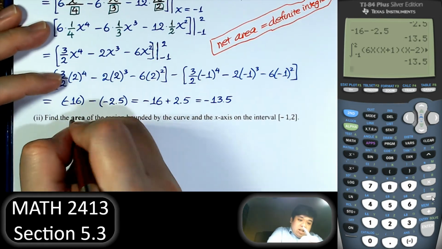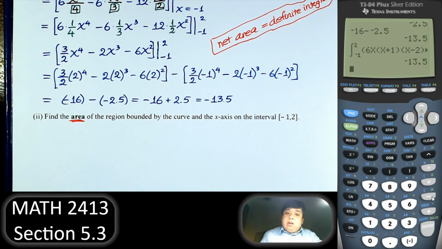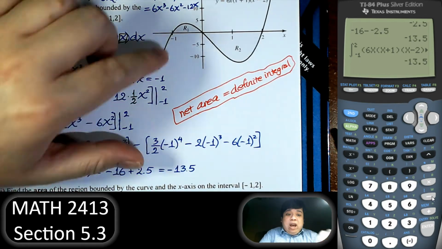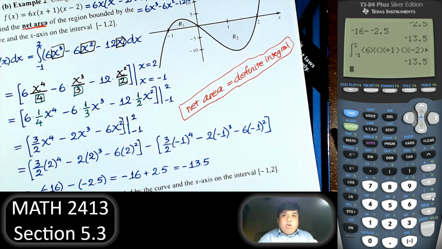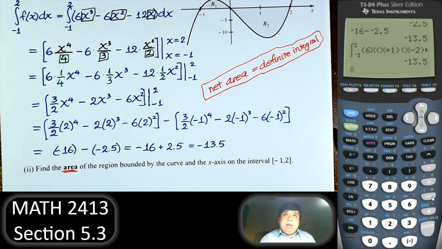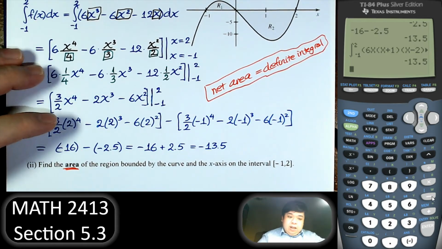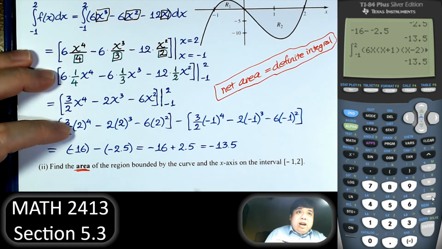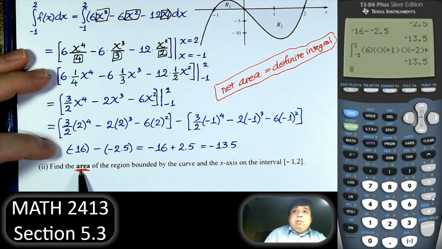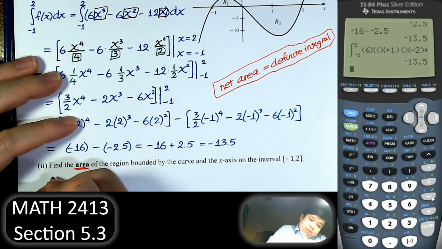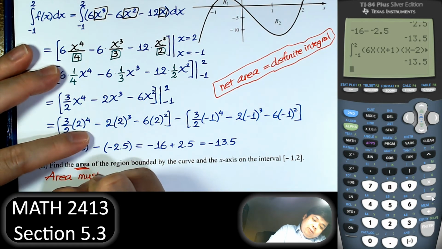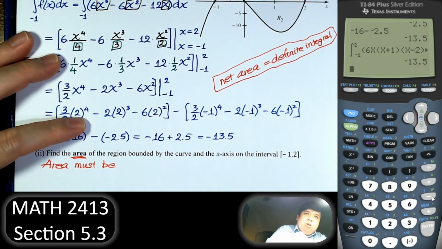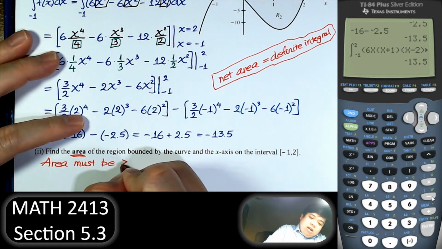Whereas this is just the area, which is different. Notice that if we want the total area here, R1 should be positive, R2 should be positive, and we add both of them up, that should be positive. The area, what we have here, is going to be positive. So, in this case, if we want to find the area, it must be positive. Of course, it could be 0, so I just say area must be greater than or equal to 0.